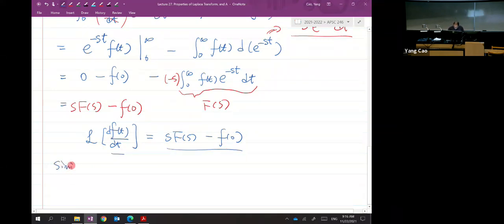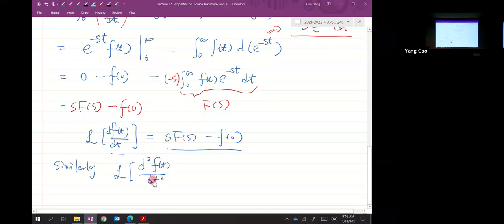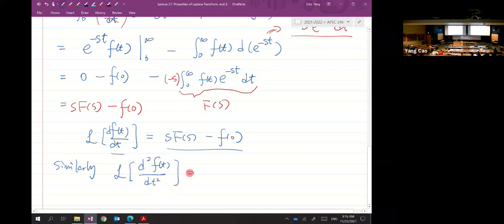Now, similarly, you can also take the Laplace transform of the second order derivative. Without carrying out a detailed proof, you can take a look at the lecture notes. I do have it. It will give you s squared F of s minus s f of 0 minus f prime of 0. So that's the property for the Laplace transform of second order derivatives.